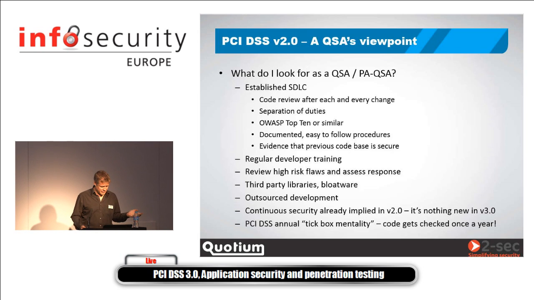All I'm looking for is documented, easy to follow procedures, like develop a bit of code, chuck it in Subversion, get someone else to review it, and tick the box, say they've done it, and push the code out. It's nothing hugely complex. I know there's a lot of SDLC type models out there that run into 300 or 400 pages in a document, but it's nothing that complex. If you can get it on a page of A4, I'm more than happy with that. And as long as you can demonstrate you're following it.